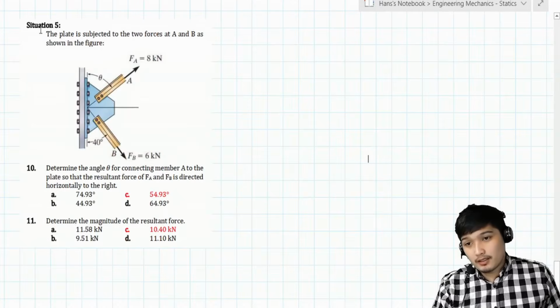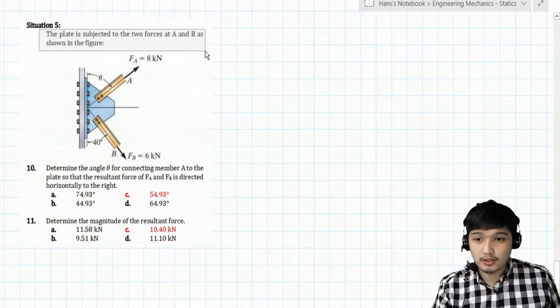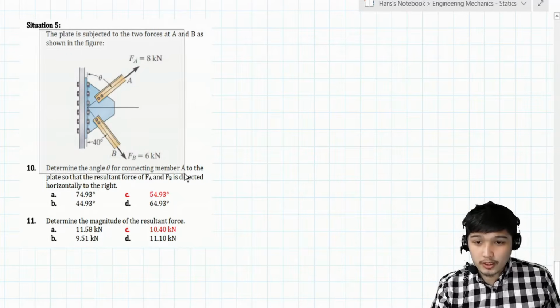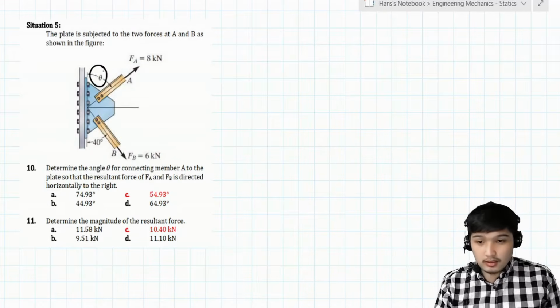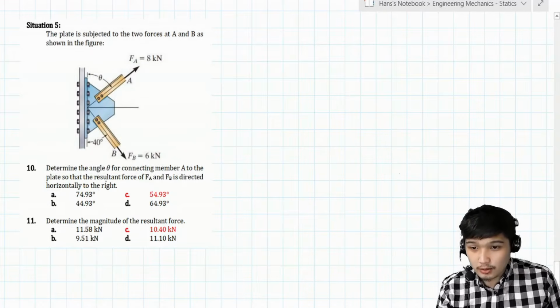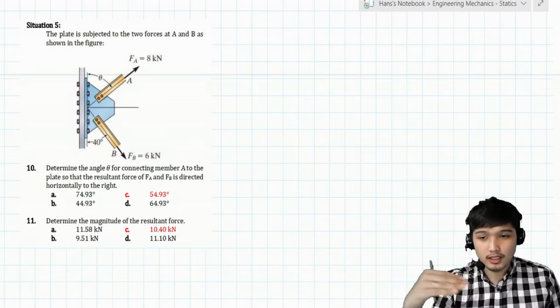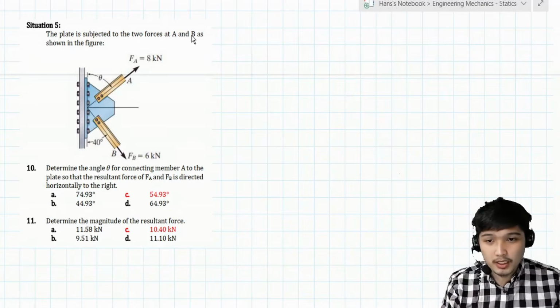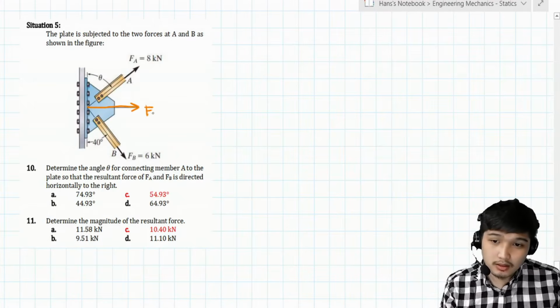So, dito. The plate is subjected to the two forces at A and B as shown in the figure. So, may FA, may FB. So, tinatanong, determine the angle theta for the connecting member A so that the resultant force is directed horizontally to the right. So, parang gusto niyang sabihin, pag pinagsama mo yung FA saka FB, yung magiging combined effect nila is completely horizontal. Ito yung FR.